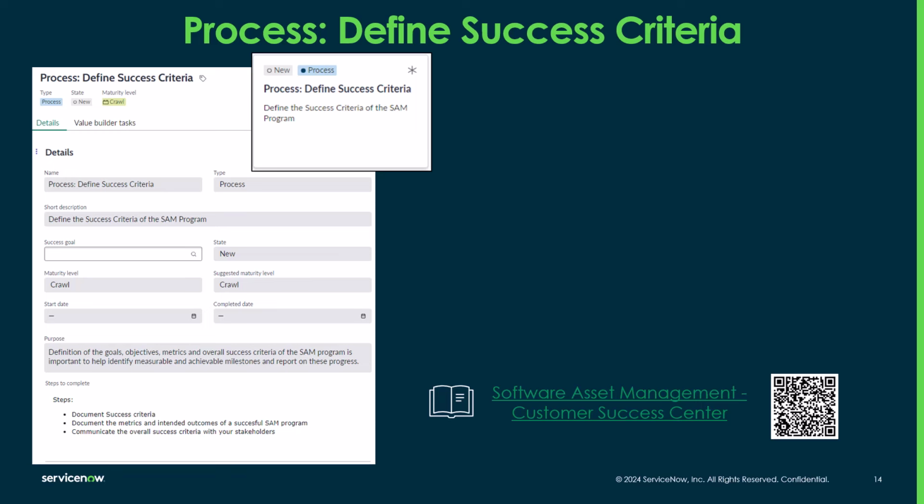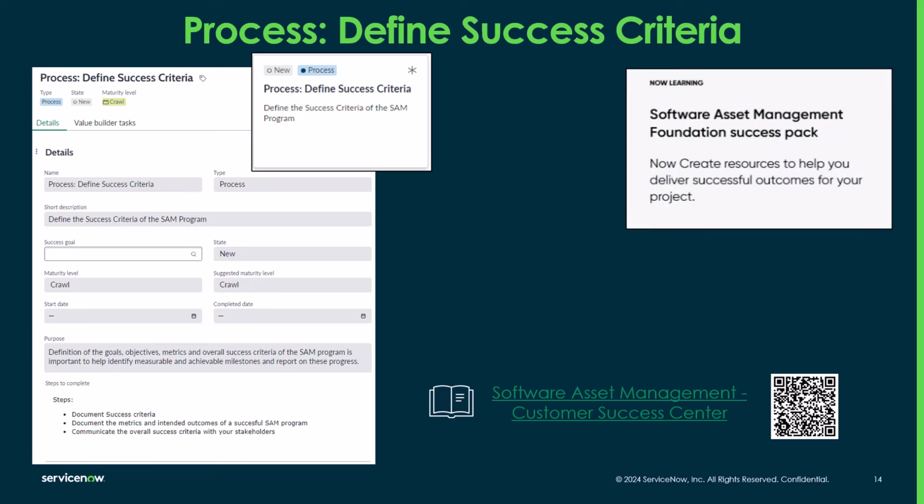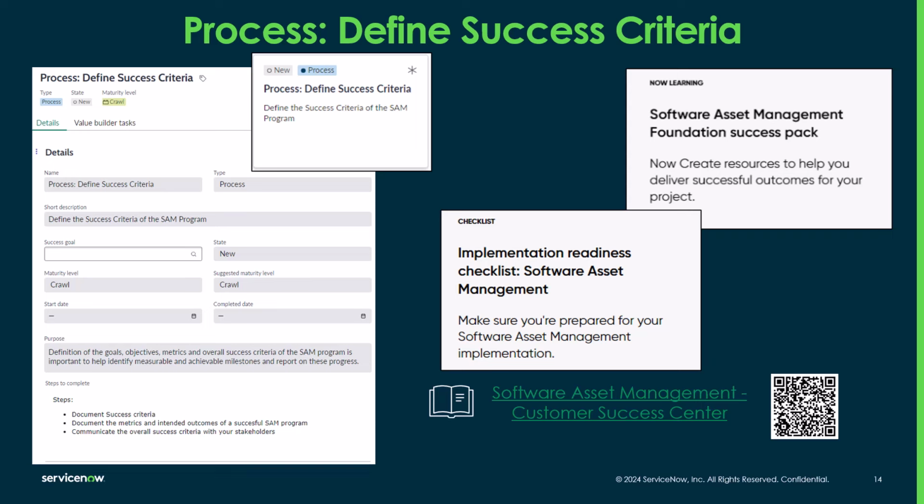One of the good things you could use is the Software Asset Management Customer Success Center, and there's some really good documentation on this site for you. There's a Software Asset Management Foundation Success Pack, which gives you a lot of resources. It gives you a lot of things to think about and start you on your SAM journey, and a lot of things that are going to help you be successful. One of the things is that implementation readiness checklist for SAM. It's going to give you a lot of really good information on where to start, things to think about, maybe some objectives if you don't know what they are.